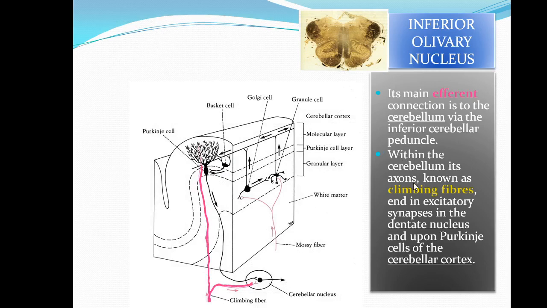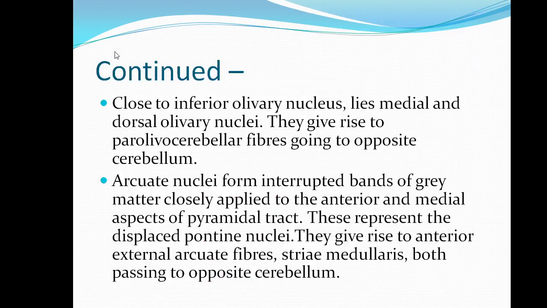Within the cerebellum, its axons are known as climbing fibers. They make excitatory synapses in the dentate nucleus and upon Purkinje cells of the cerebellar cortex. Close to the inferior olivary nucleus lie the medial and dorsal accessory olivary nuclei. They give rise to olivocerebellar fibers going to the opposite cerebellum.